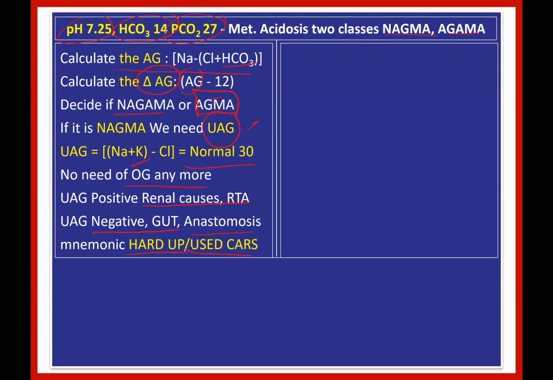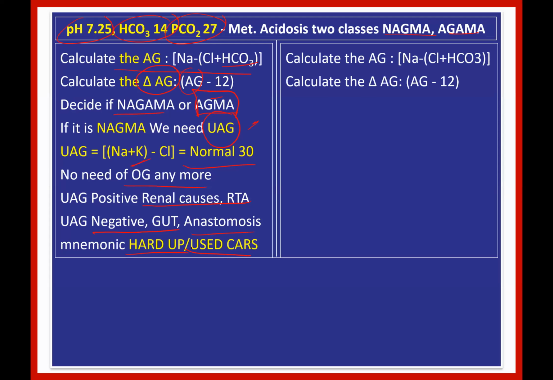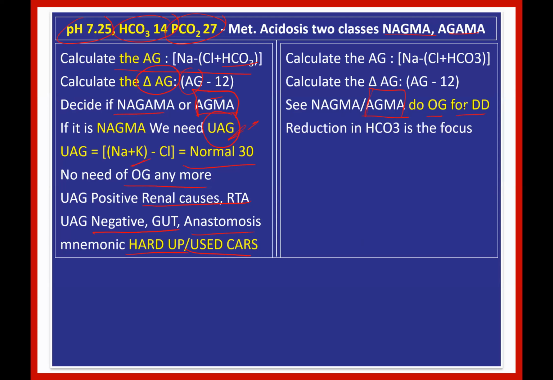Then go to the other side. Calculate the anion gap, of course, I have calculated. If it is high, then if it is AGMA, do an osmotic gap for the differential diagnosis. If it is NAGMA, this is the table. You go this side. If it is AGMA, you go for the differential diagnosis. Here the focus is reduction in the bicarbonate. It is not compensated by chloride. There is no hyperchloremic acidosis. It is rather normochloremic acidosis.